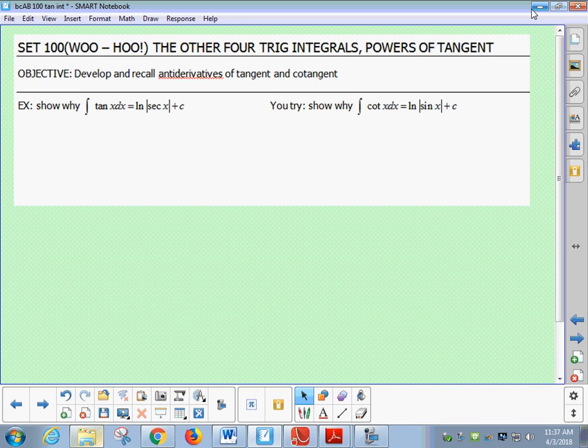So in all those lessons it was sine and cosine, not the other four trig functions. So today you're doing all the other four trig functions and powers thereof, all in one lesson. So I hope you're on your game. Are you ready? Oh yeah. Okay, here we go.